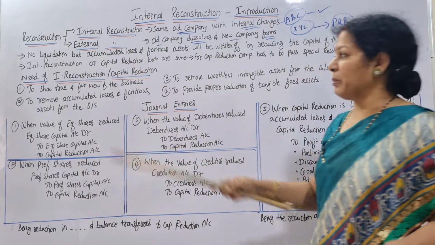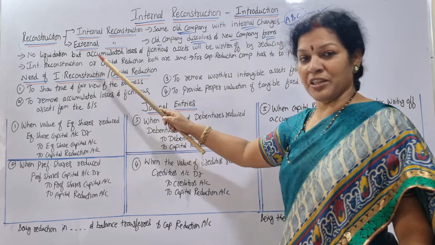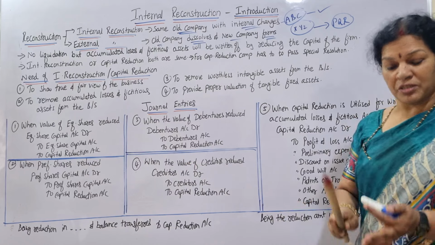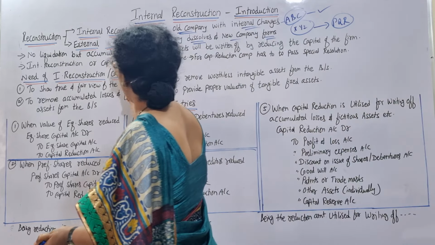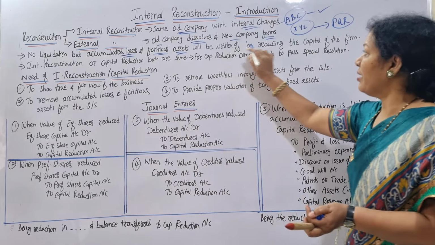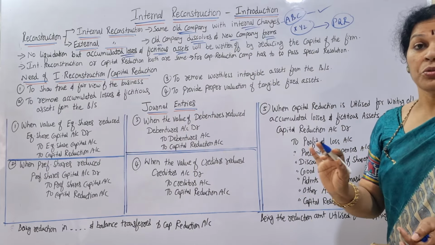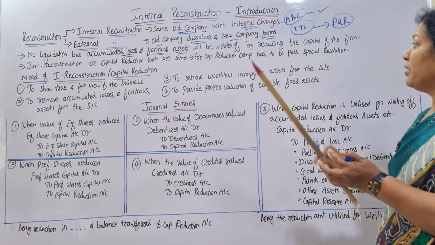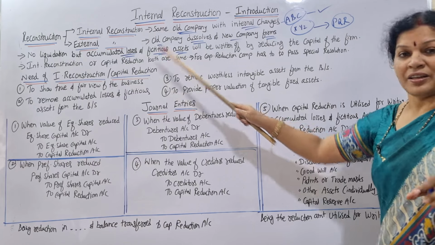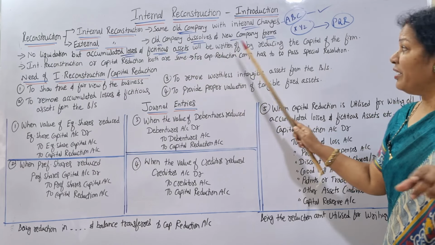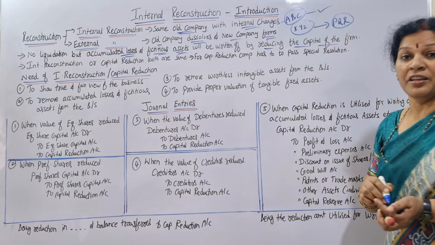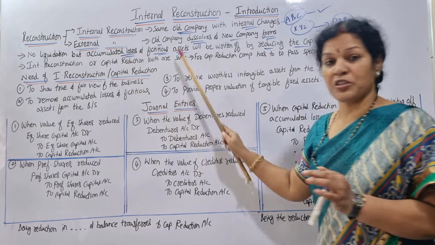Here a few points you have to remember. One thing is that no liquidation here, but accumulated losses and fictitious assets. Mainly remember these two points: accumulated losses and fictitious assets. These two things are written off, means we have to write off. Written off by reducing the capital of the firm. Means ultimately which is reducing the capital of the firm. This is the first point you have to remember.